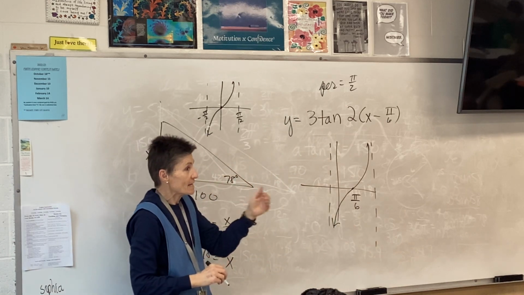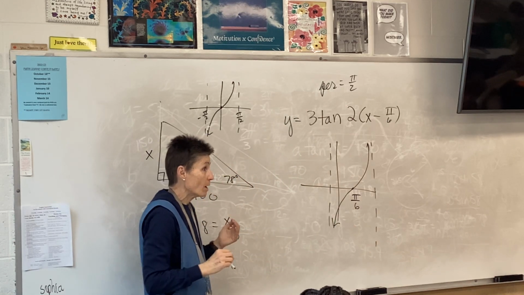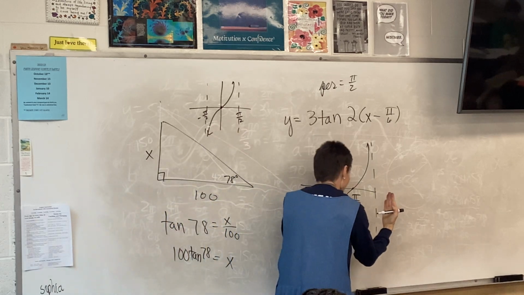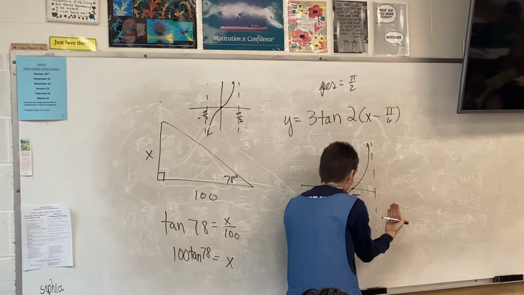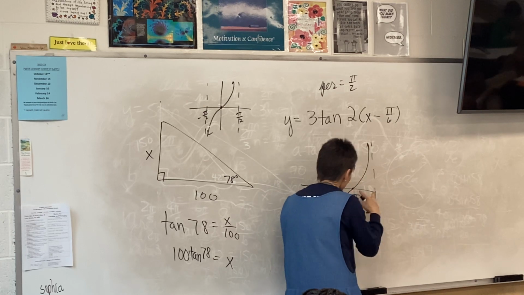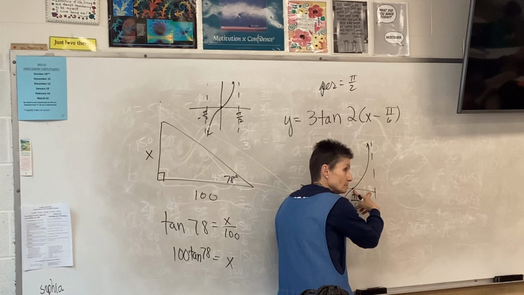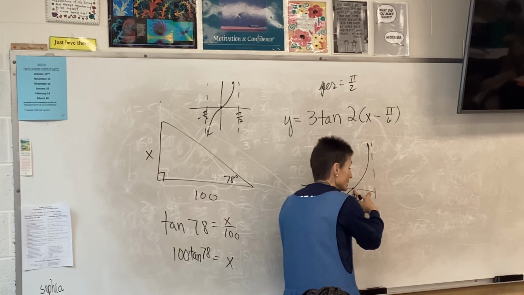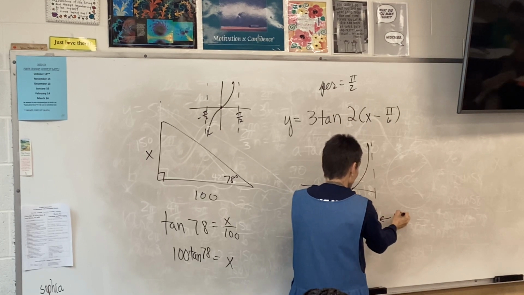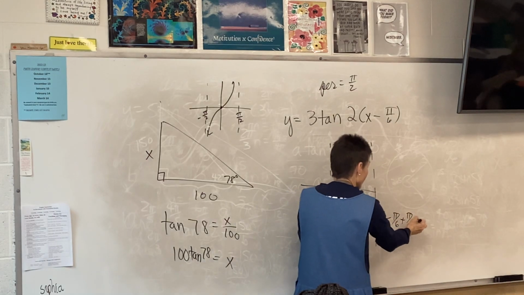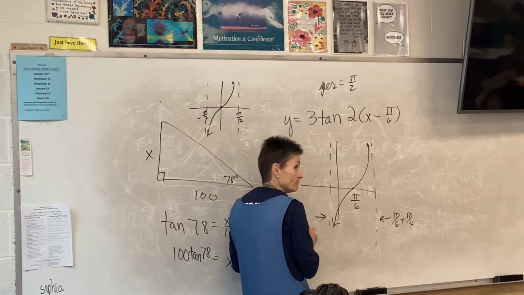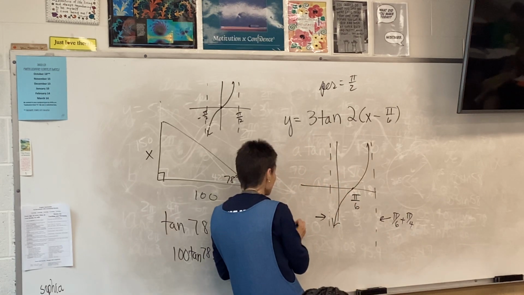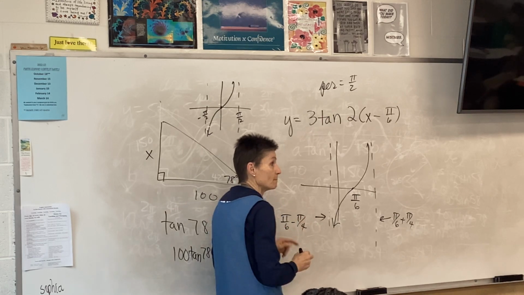Now, where are the asymptotes? I don't know, but I know they are half a pi apart. If they're half a pi apart, then what's this distance right here? Pi over 4. So I'm going to take pi over 6 and add pi over 4, and that's how I'm going to get that asymptote. How am I going to get this one? Pi over 6 minus pi over 4 is going to give me that one.